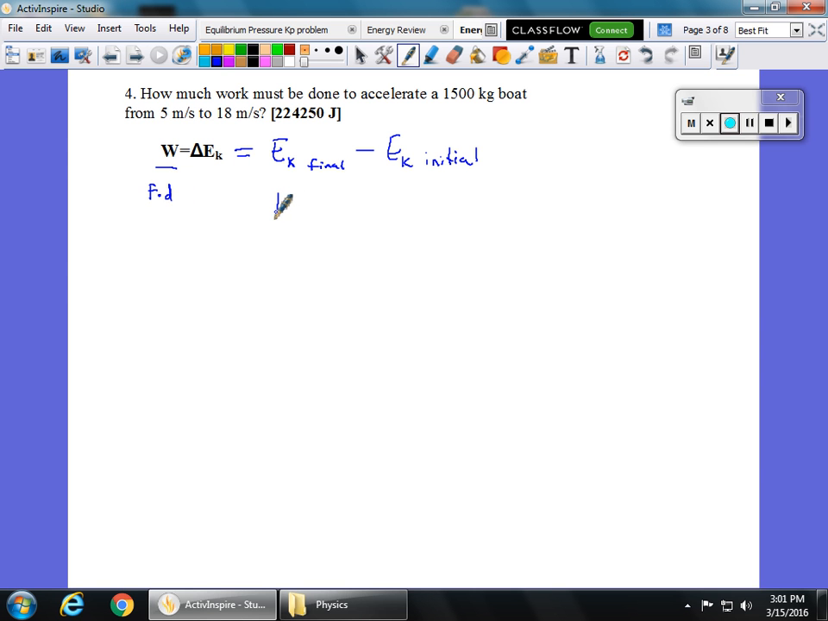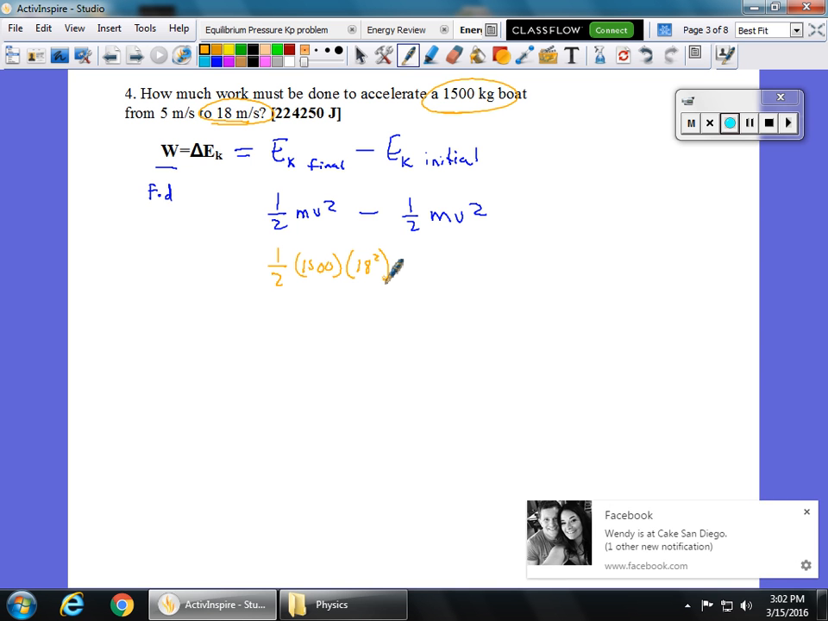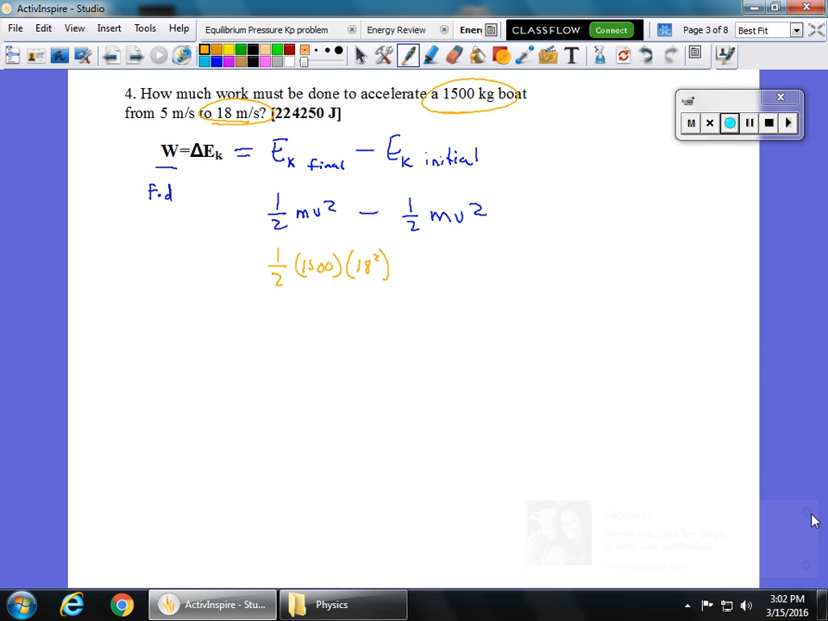So the kinetic energy final, we're going to use 1/2 mv squared. And kinetic energy initial, we're going to use 1/2 mv squared. So let's substitute in our values. For the final, we're going to have 1/2 times the mass in our problem, which is 1,500 kilograms, times the velocity squared. Now the final velocity is 18 meters per second. And remember, you've got to square that first. So it's going to be 18 meters per second squared. So we have to do the squaring before we do the rest of the multiplication.